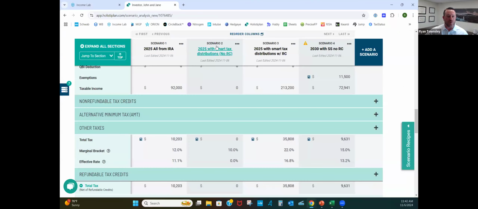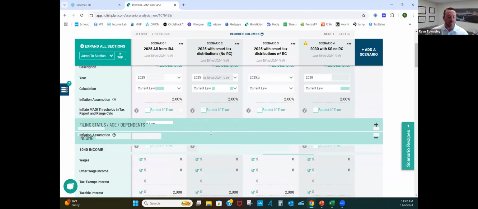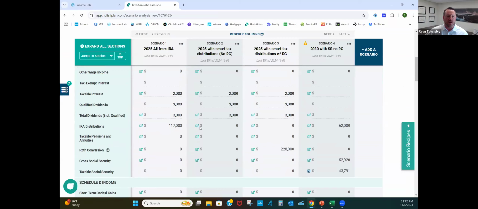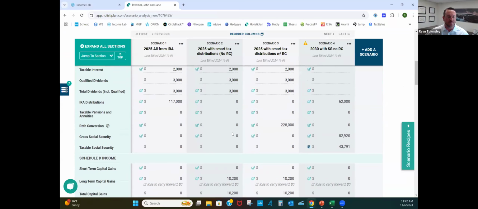If we take a look at this, this is 2025, same income. So we've got the same dividends, everything like that. But now, since we're living on the brokerage account, we have no IRA distributions. We have $10,200 in long-term capital gains, which is kind of like, okay, here's what we estimated we would have to develop.